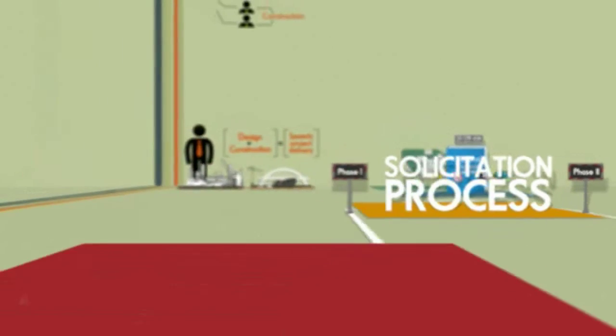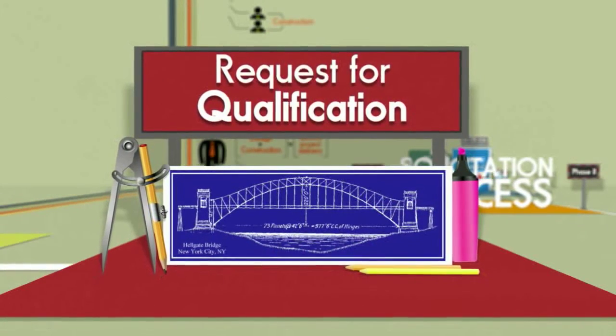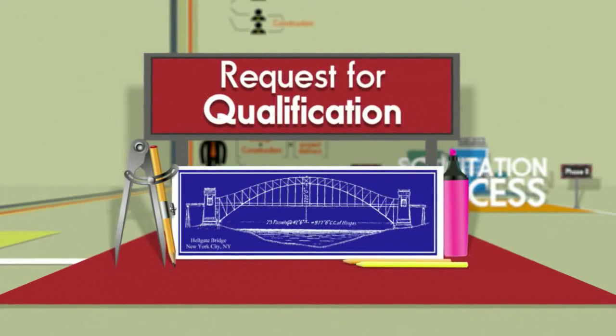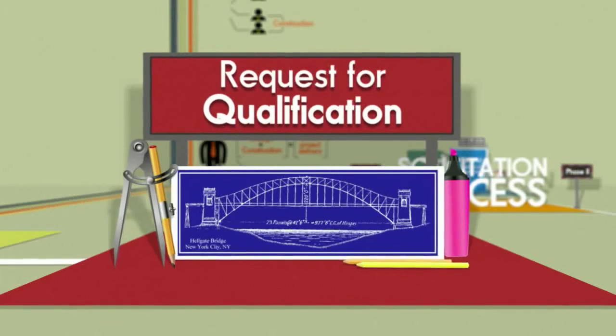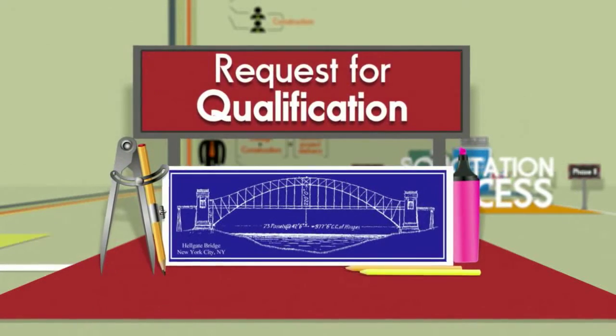In Phase 1, 3 major steps occur. We start with the request for qualifications, or RFQ. This is the agency's first opportunity to share its vision of the project and the first chance for potential bidders to respond with how their experience can meet that vision.